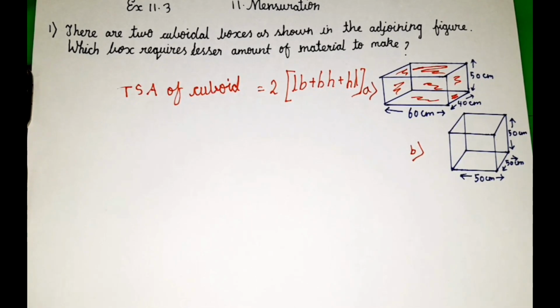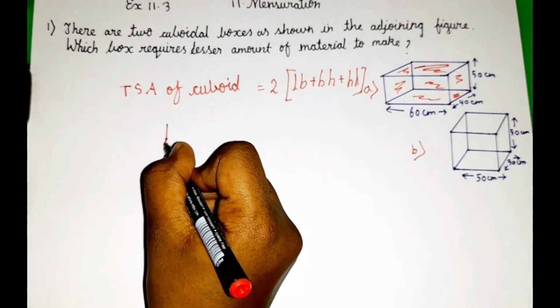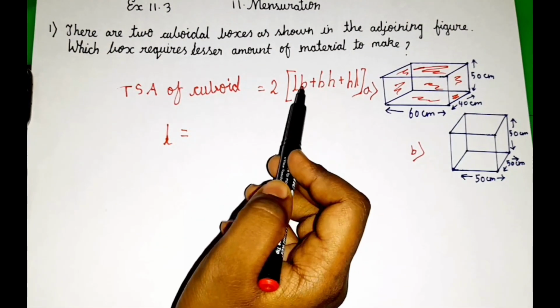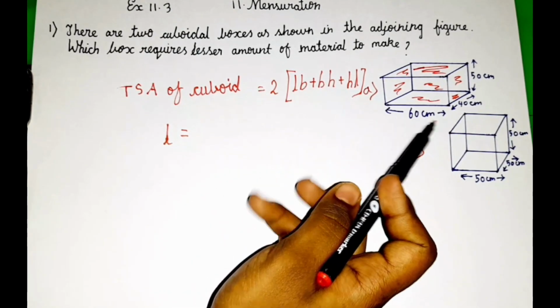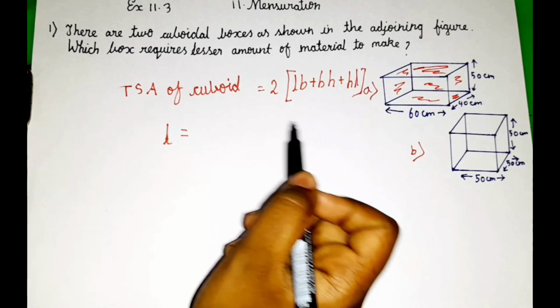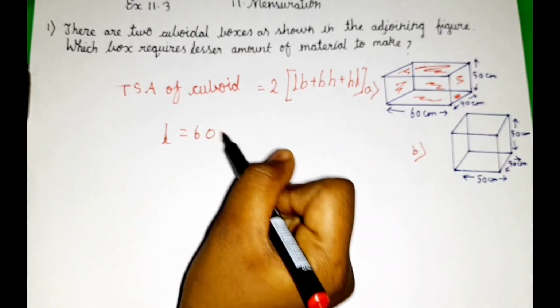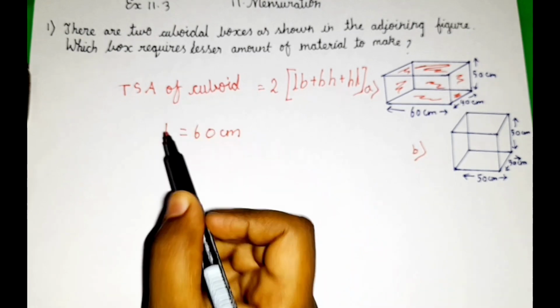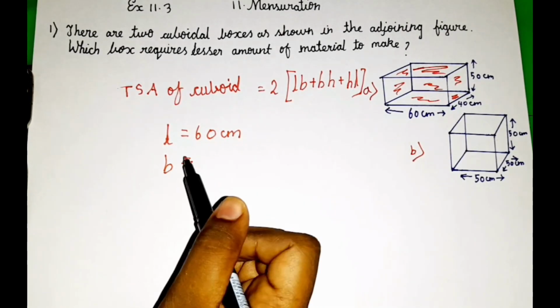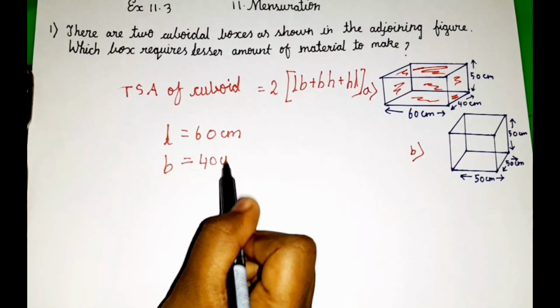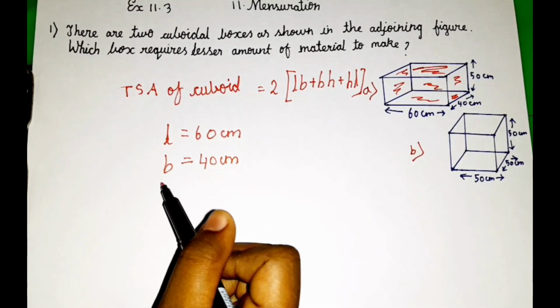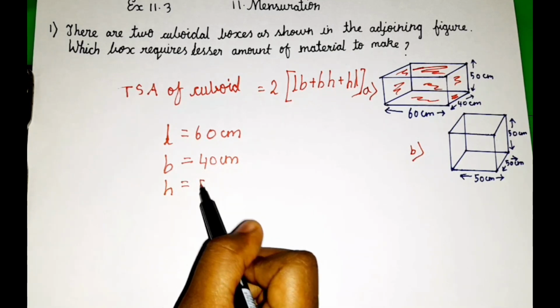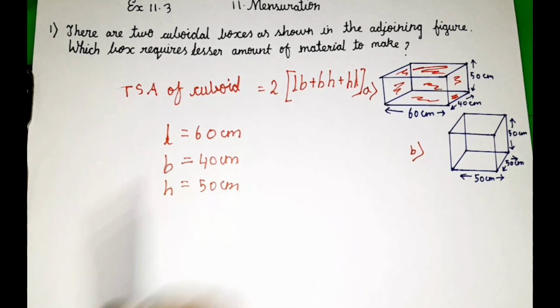So using this formula we are going to solve this. Here what do you understand by the height, length, breadth? Let's take the length first, because L we have it here. The length is the down part. So length is equal to 60 centimeter, and breadth is equal to 40 centimeter. What's left? Only the height. So height is equal to 50 centimeter.